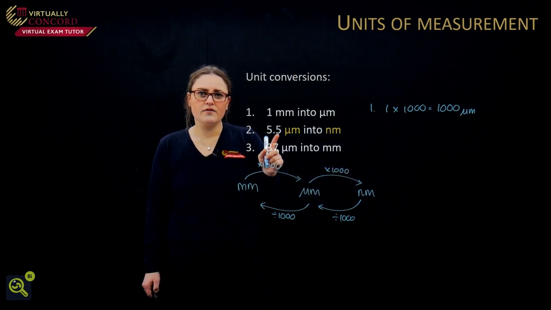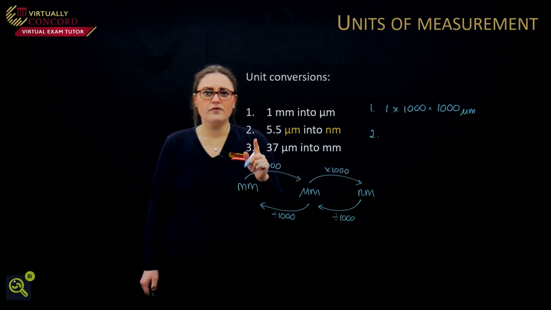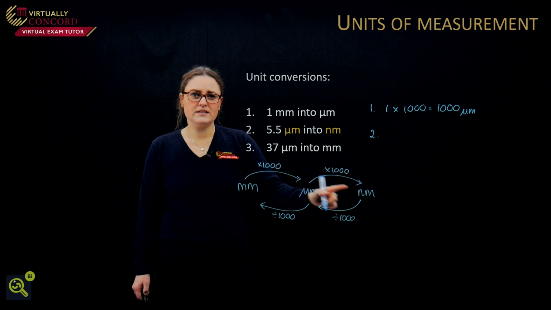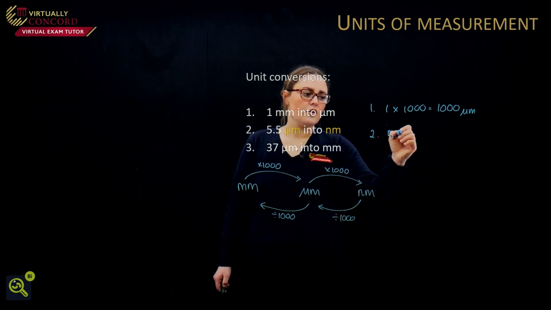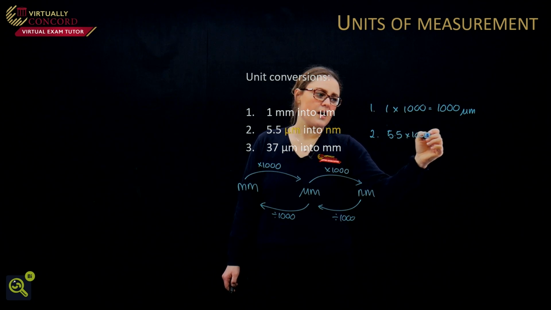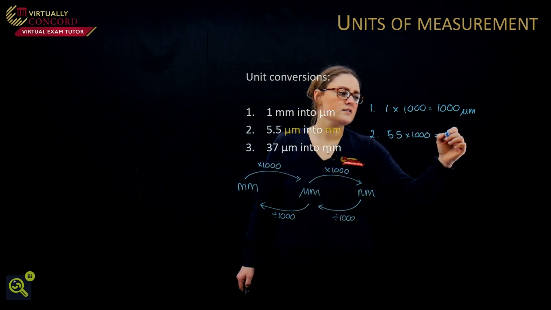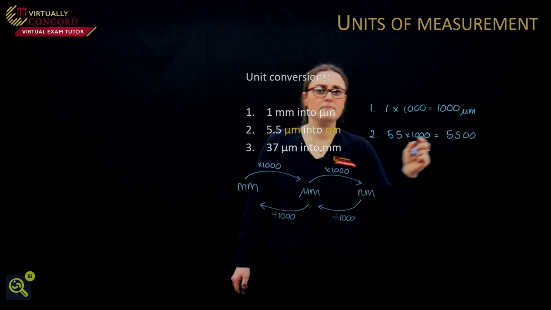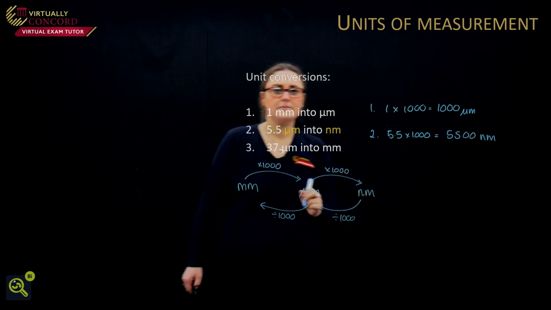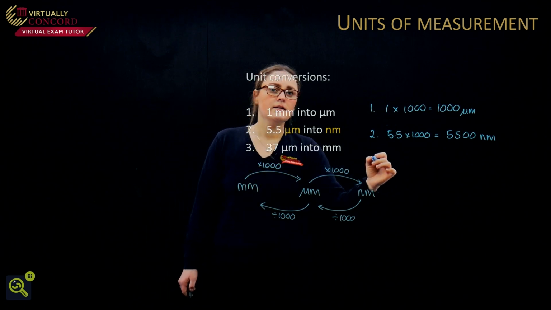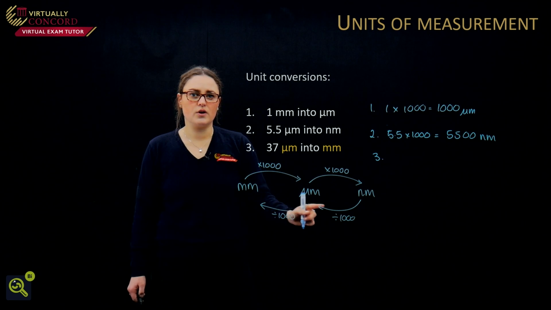Next, we're going 5.5 micrometers into nanometers. Okay, so we're going from micrometers to nanometers. So again, timesing by 1,000. So 5.5 times by 1,000. Okay, so we're going from here to here, and that gives us 5,500. Make sure we know which unit we're going into. That is nanometers. Finally, question 3. We are going from micrometers to millimeters. So we're going the other way this time.